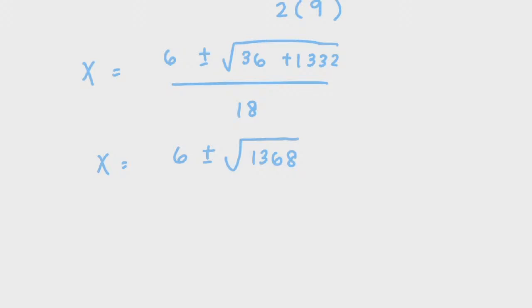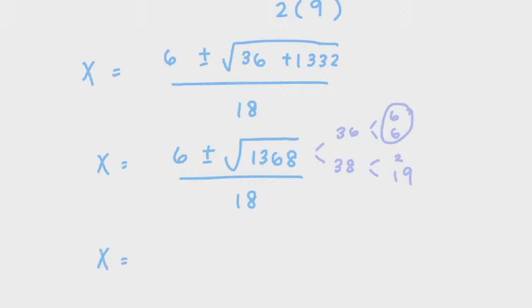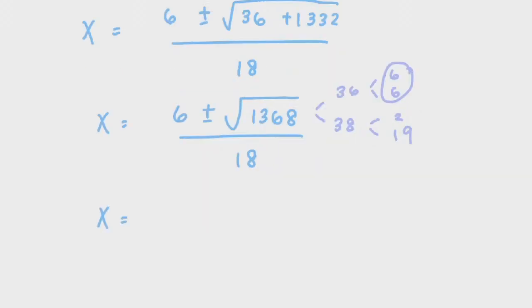And we can simplify or break up 1368 into 36 and 38. 36 breaks up into 6 and 6, so we have a pair of 6's. And 38 breaks up into 2 and 19, and both of those are prime. So those will stay inside the square root. And don't worry, I won't give you a number this big on your quiz or test.